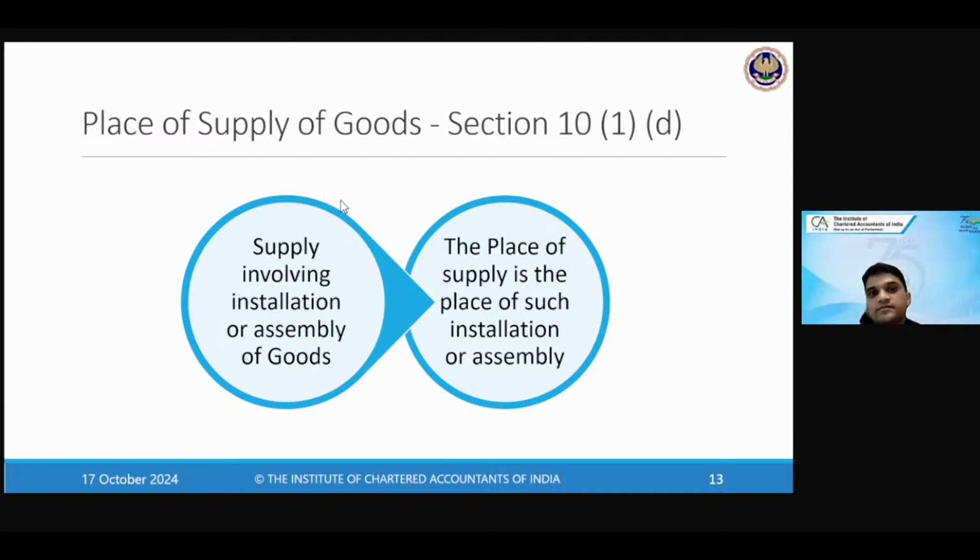Correct. Wherever there are goods that need installation, the place or site where they are installed is called the place of supply of goods. So that is 10(1)(d). Now we'll go to the next provision, which is 10(1)(e).